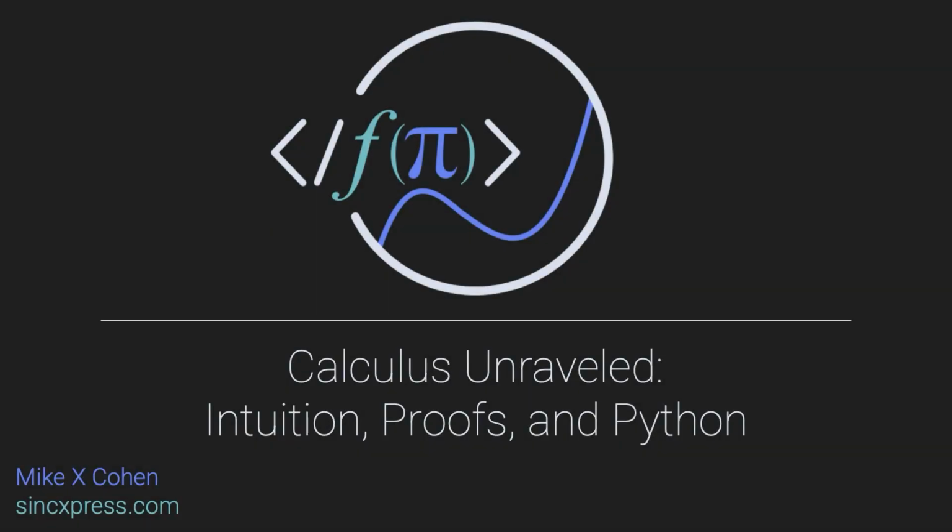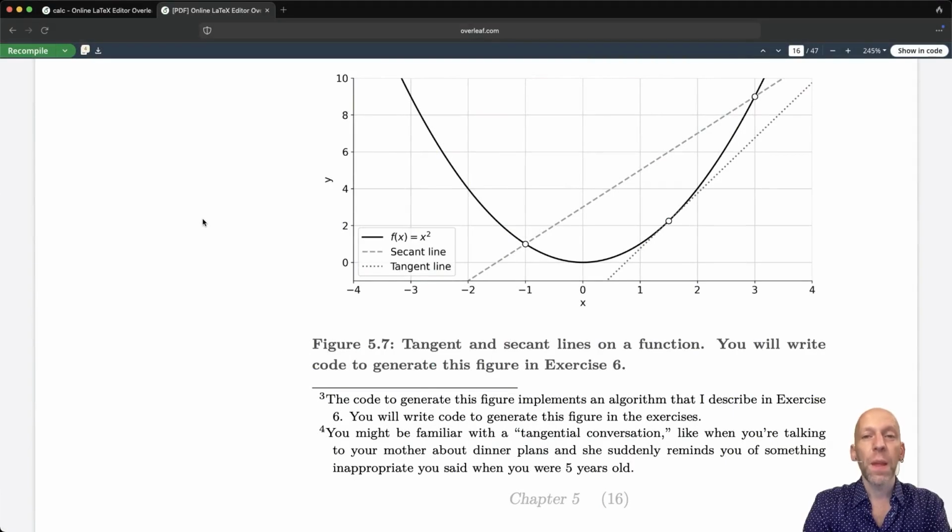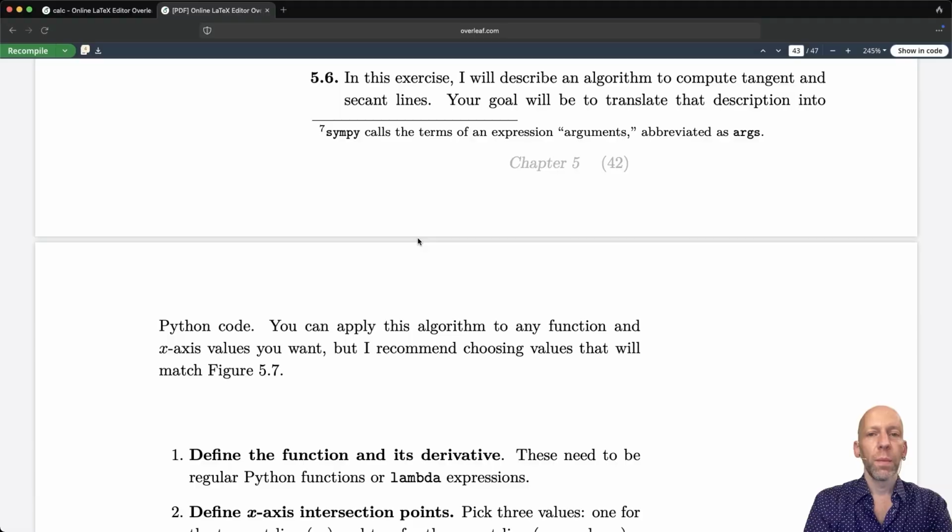Welcome to exercise 6 of chapter 5. The purpose of this exercise is to implement 2 algorithms in Python. One algorithm will allow you to calculate a secant line, and the other will calculate a tangent line. And together, that will allow you to recreate this figure. This was figure 5.7 in the text. And here I illustrate a tangent line here and a secant line going through these 2 points of the function x squared.